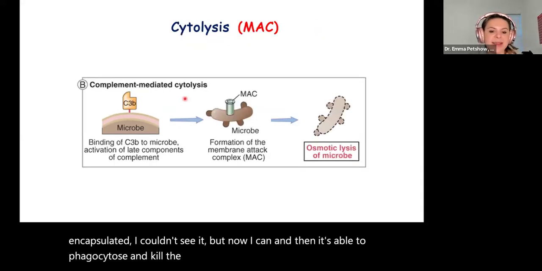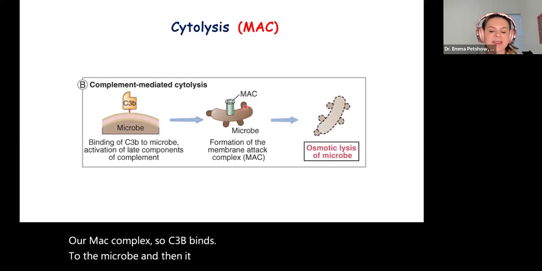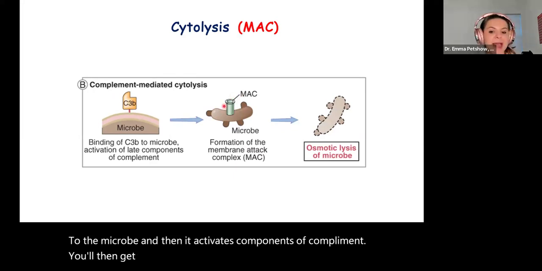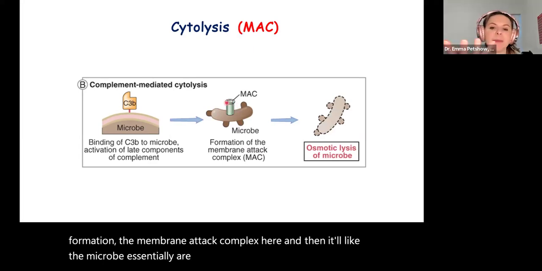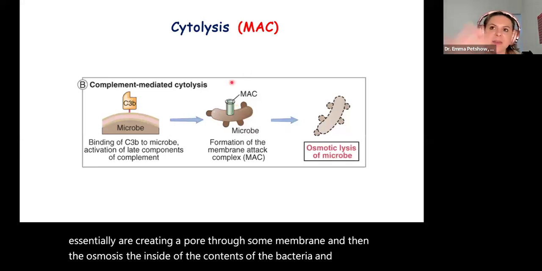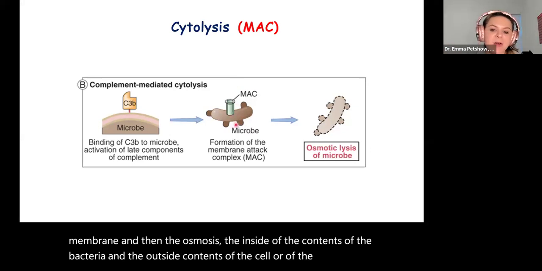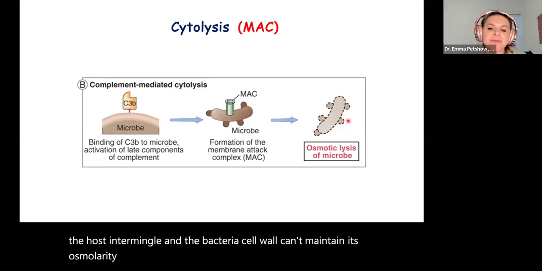For our MAC complex, C3b binds to the microbe, and then it activates components of complement. You'll then get stimulated later down the road, the MAC formation, the membrane attack complex here, and then it'll lyse the microbe. You are creating a pore through the cell membrane, and then via osmosis, the contents inside the bacteria and the outside contents of the host intermingle, and the bacterial cell wall can't maintain its osmolarity anymore. And so the cell literally breaks down.